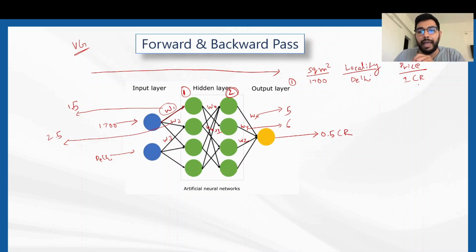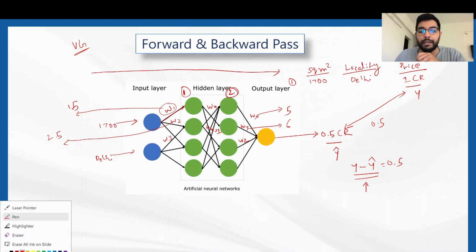Now you see that the actual price of that house was 1 CR, whereas the predicted value of the house that the neural network gave was 0.5 CR. There is a difference of 0.5 CR between the predicted value y hat and the actual value, that is y minus y hat is 0.5. The objective of any neural network is to minimize this particular loss so that the actual and the predicted value match each other. For this, we go in the back propagation.